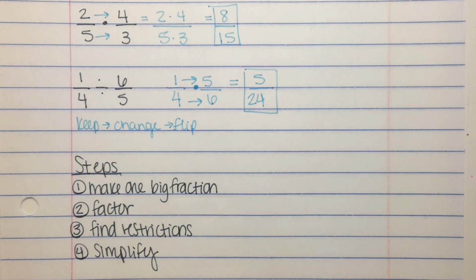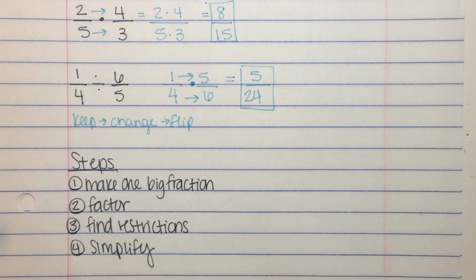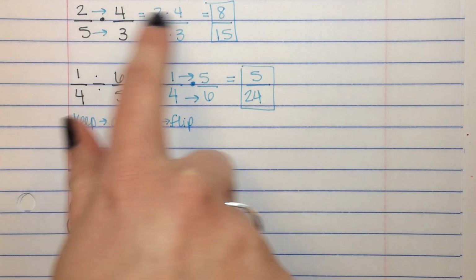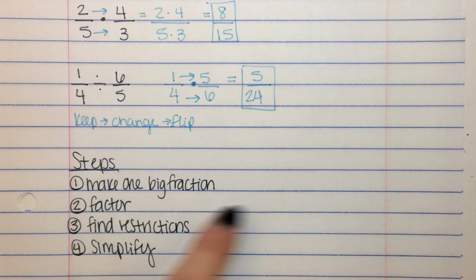Now, before we actually do some examples, I just wrote a list of steps here because I know that some of us struggled with the way Math Excel wanted you to answer the questions in lesson 18. So it asked for you to simplify the expression before you found the restrictions. And I told you in the video that you need to find the restrictions first before you simplify. So I just made us a little list of steps here to help keep you on track if you're unsure what to do. So we're going to make one big fraction. If it's multiplication, you just go straight across. If it's division, you have to keep, change, flip, and then go straight across.